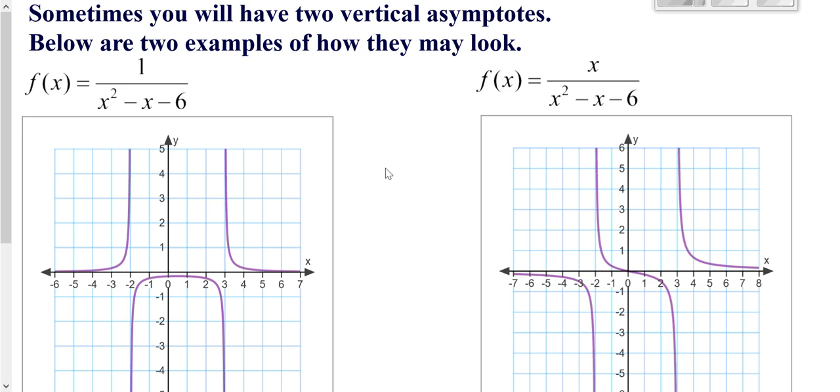Now, just be aware that vertical asymptotes, you can have more than one. Here's a couple graphs where you have 2 of them. You could actually have more than 2. You could have multiple vertical asymptotes, but you could only maybe have one horizontal asymptote, but not everything will have a horizontal asymptote.